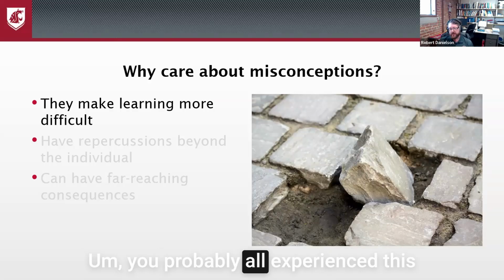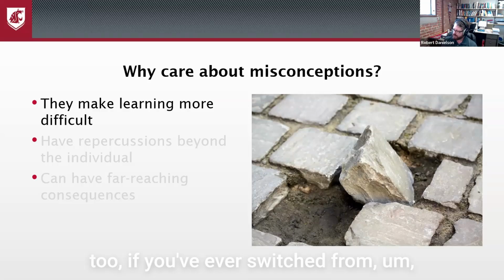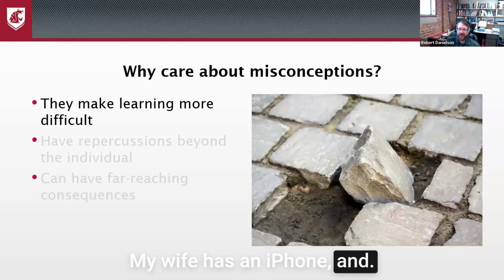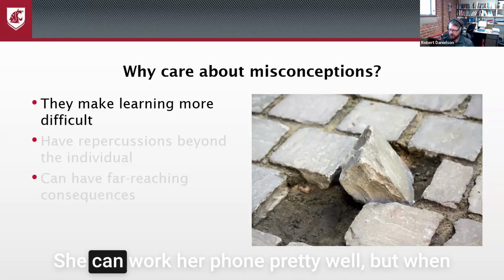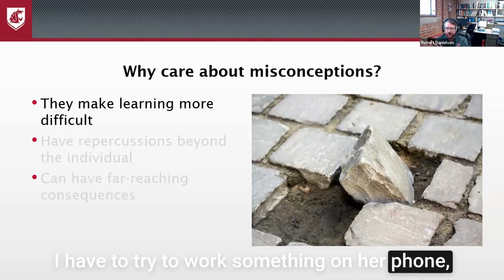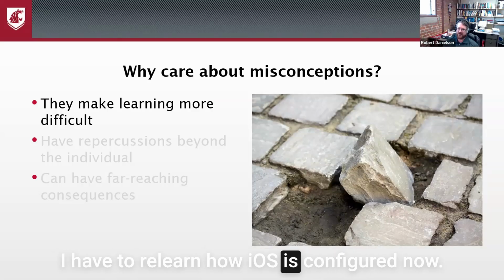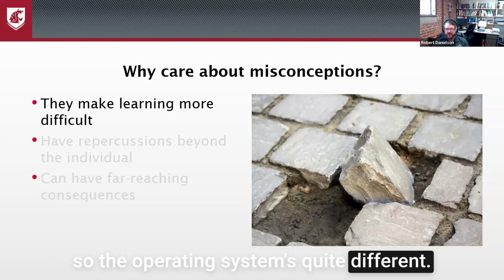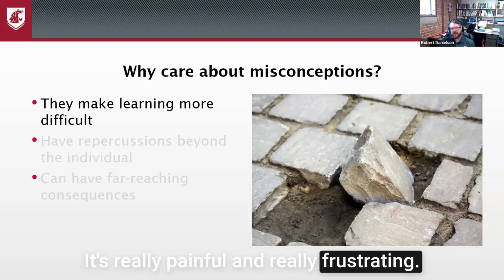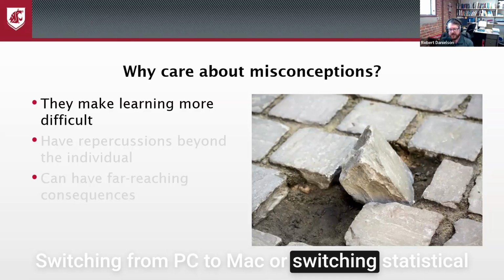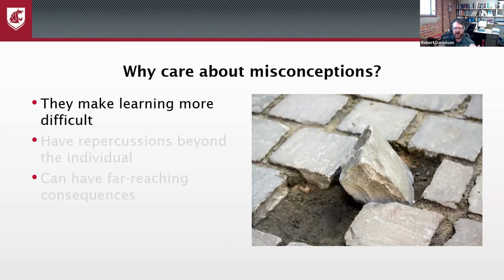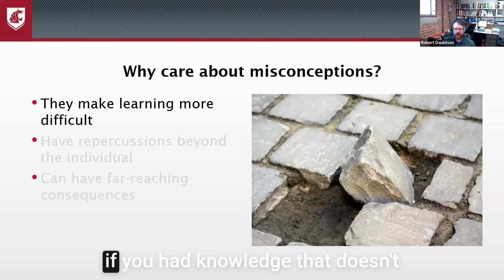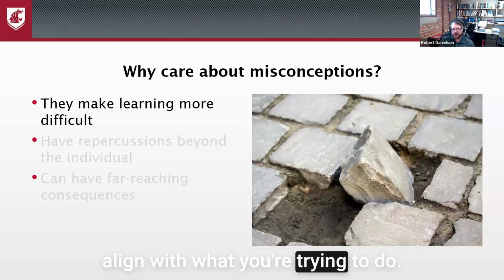You probably all experienced this too. I have an Android phone, my wife has an iPhone, and I can work my phone pretty well. She can work her phone pretty well. But when I have to try to work on something on her phone, I have to relearn how iOS is configured now. It's been a long time since I've had an iPhone, so the operating system's quite different. It's really painful and really frustrating. Switching from PC to Mac or switching statistical softwares or word processing softwares, it'd be a lot easier if you had no knowledge and were learning it from scratch than if you had knowledge that doesn't align with what you're trying to do.